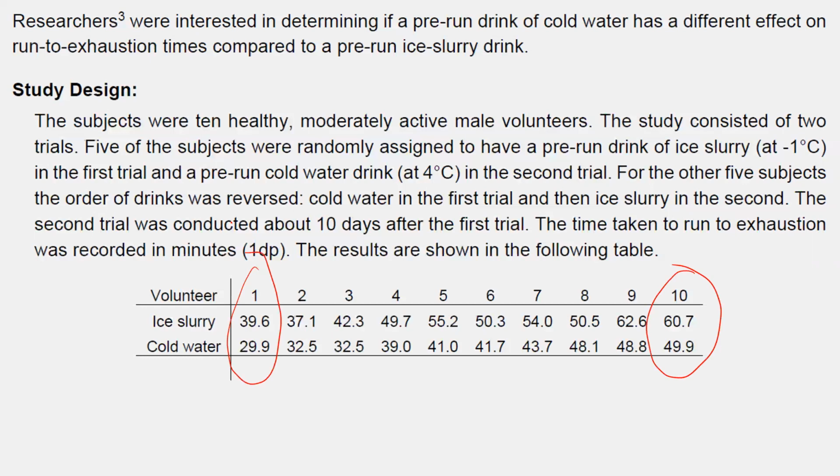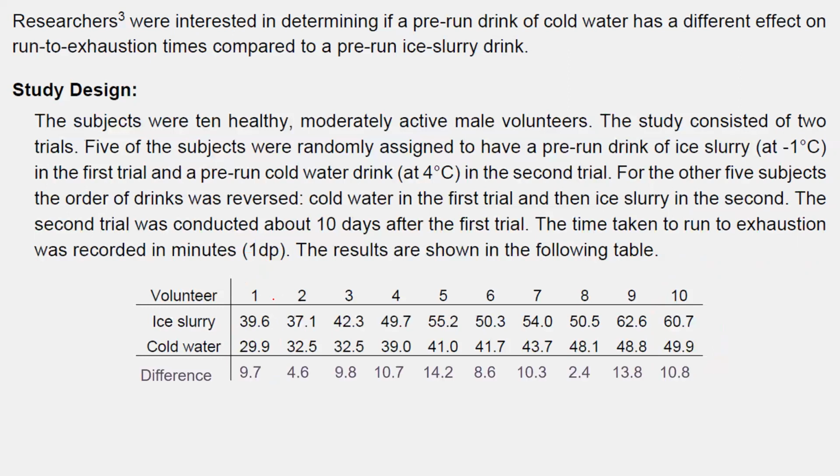But we don't really care about that. What we care about is the difference between how long they can run with the ice slurry and how long they can run with the cold water. So we calculate the difference, and our difference here is ice minus water. For all of our differences there, they're all positive, meaning every single volunteer in our experiment ran for longer with the ice slurry than with the water.